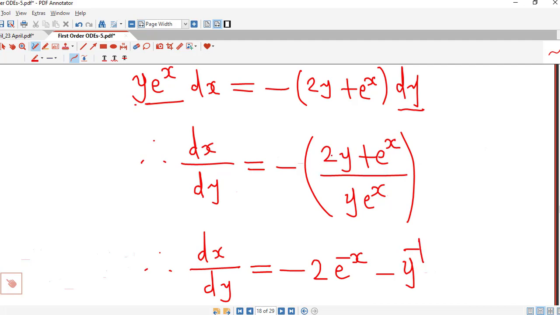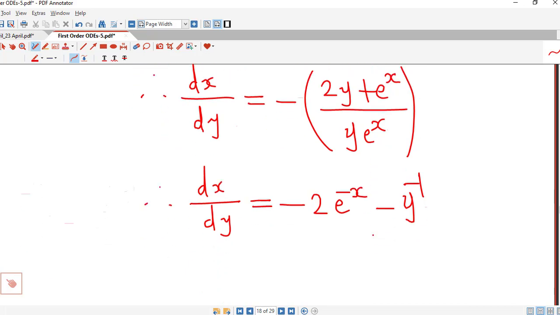Okay, let me check again. 2y over y e raised to x, y will cancel out, 2 over e raised to x, that is 2 times e raised to minus x, minus e raised to x will cancel out, 1 over y is written as y raised to minus 1.